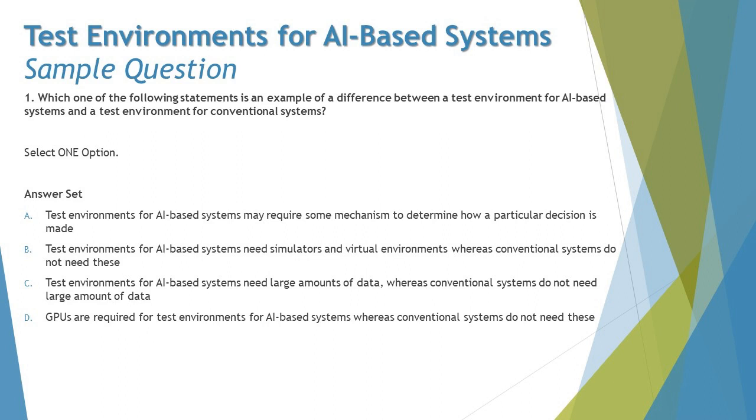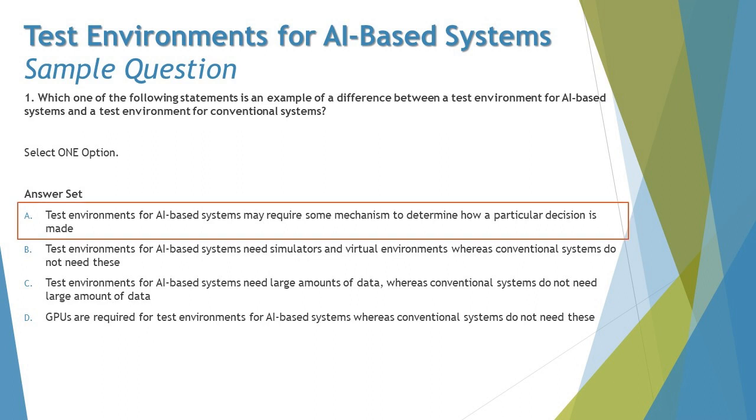If we talk about option A, it says clearly that I need a mechanism to determine how a particular decision is made, because explainability is what we are talking about. Explainability is something we uniquely need for AI-based systems, and it's not something we use in conventional ones. So, put together, the right answer here is A: the test environments for AI-based systems may require some mechanism to determine how a particular decision is made.